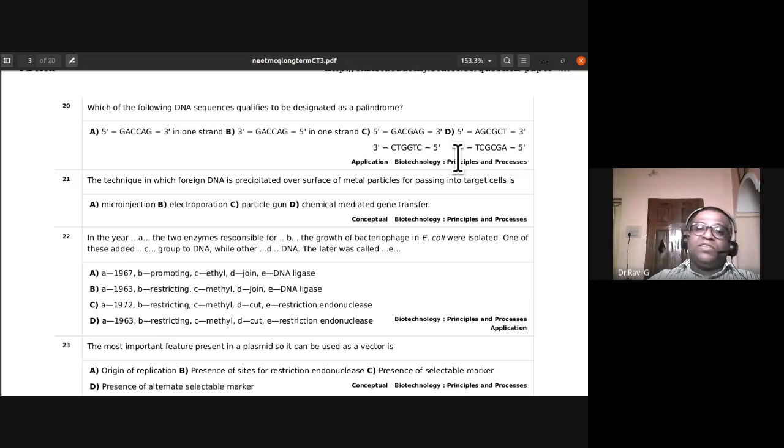Okay, so that itself you can easily identify the palindromic sequence, or else if you find it difficult, you can write the complementary sequence and identify it.